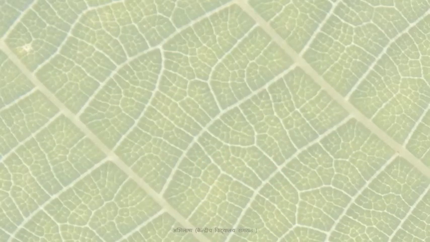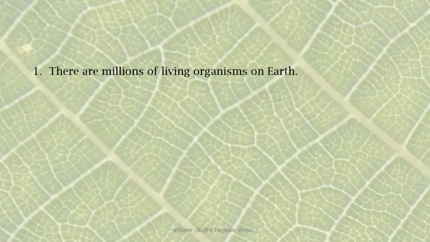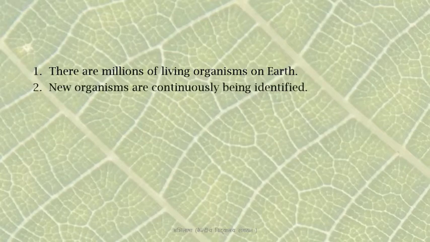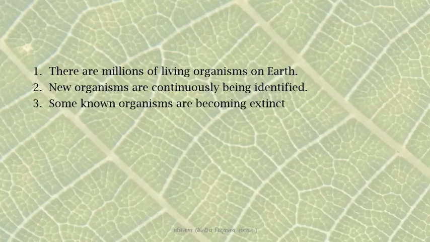A few more points about biodiversity. We just saw that there are millions of living organisms on Earth. New organisms are continuously being identified and some known organisms are also becoming extinct. So biodiversity is a dynamic concept, but we need to study the organisms around us. Why? Because they are very important for us. Considering all these problems, it is very difficult to identify and describe each of these organisms.